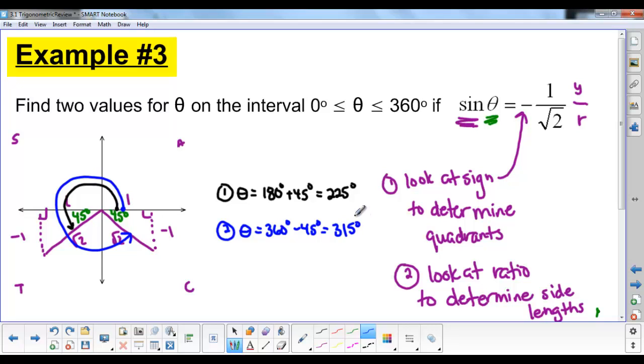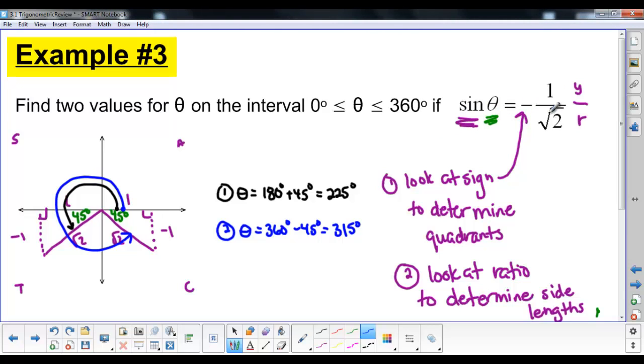Now you can double check. Make sure your calculators are set on degrees and go ahead and do sine of 225. Do you get a value of negative 1 over root 2? Try again doing sine of 315. You should also get a value of negative 1 over root 2. So it's a good way to double check your answers.